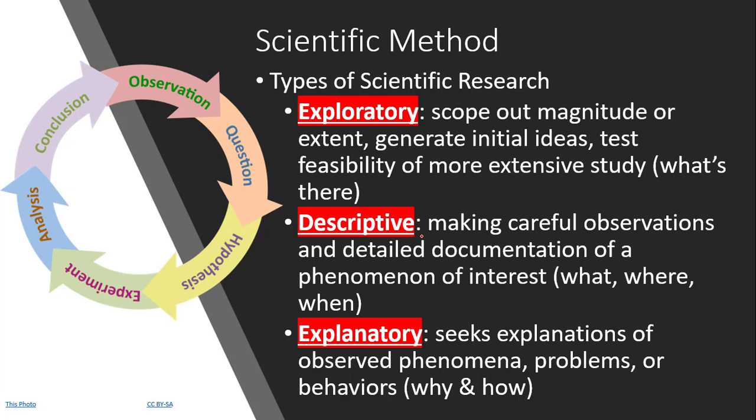But when we move on to the explanatory phase, we are trying to see why this thing happened. What made it happen? What caused it? How did it happen? We are trying to seek explanations for the observed phenomena, behavior or problems. So the exploratory level is general and broad. Descriptive gets a little more focused, looking at what, where and when. As we get to explanatory research, we are more focused on explaining why and how it happened. Those are the focus.